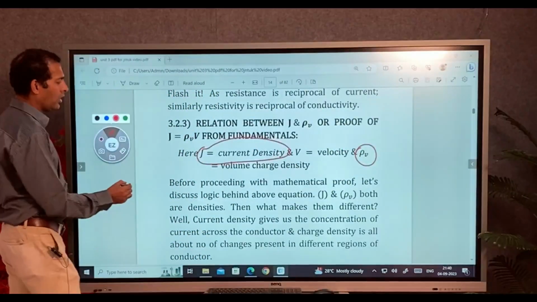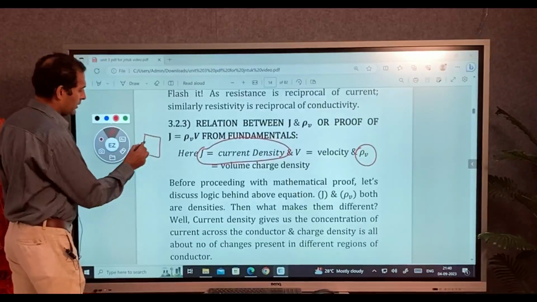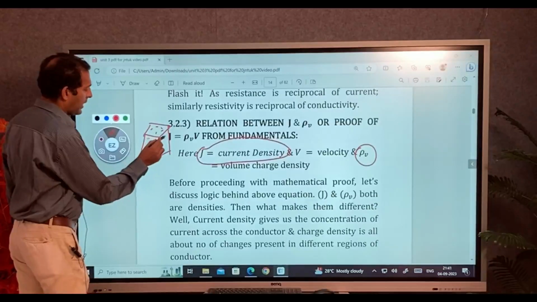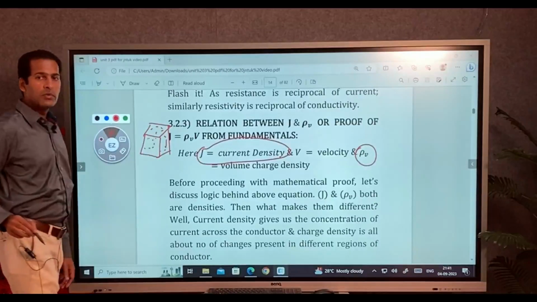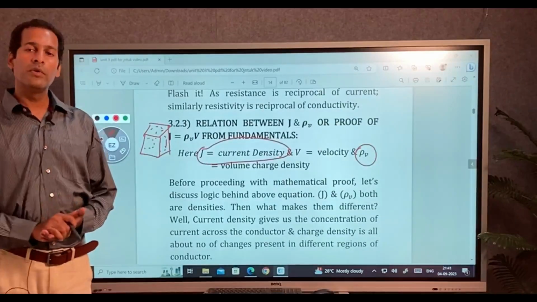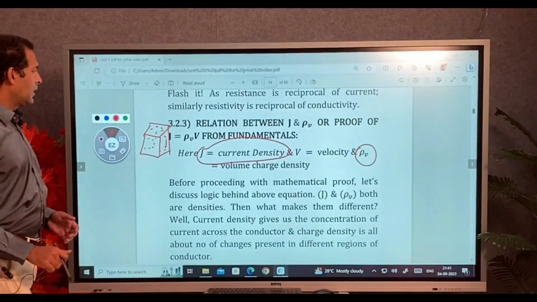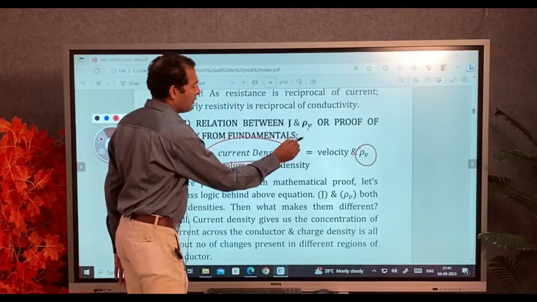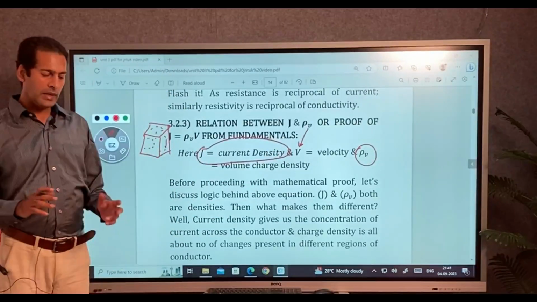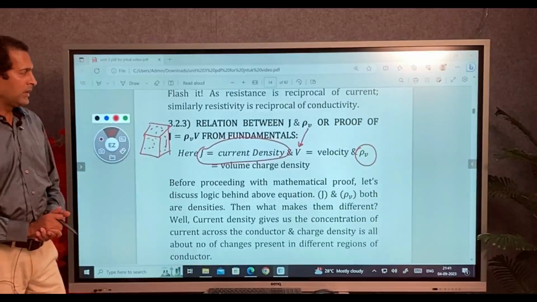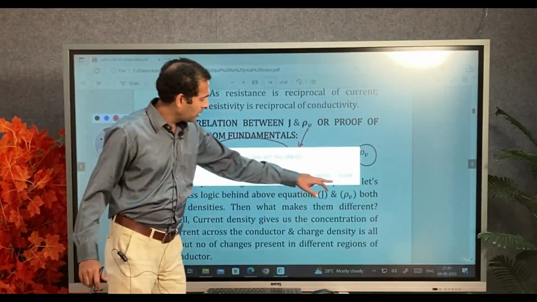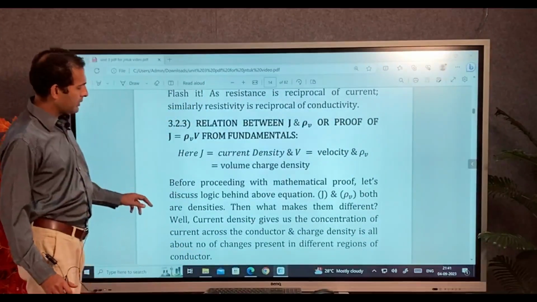Rho v is volume charge density. That means the charges are present inside a volume and they are uniformly distributed inside a volume. We are considering charges uniformly distributed inside a volume, and it is related with the velocity. Basically, current is flowing, that means there is some association of velocity. The relation between electric field intensity and velocity is also established, that also we will discuss in some session.